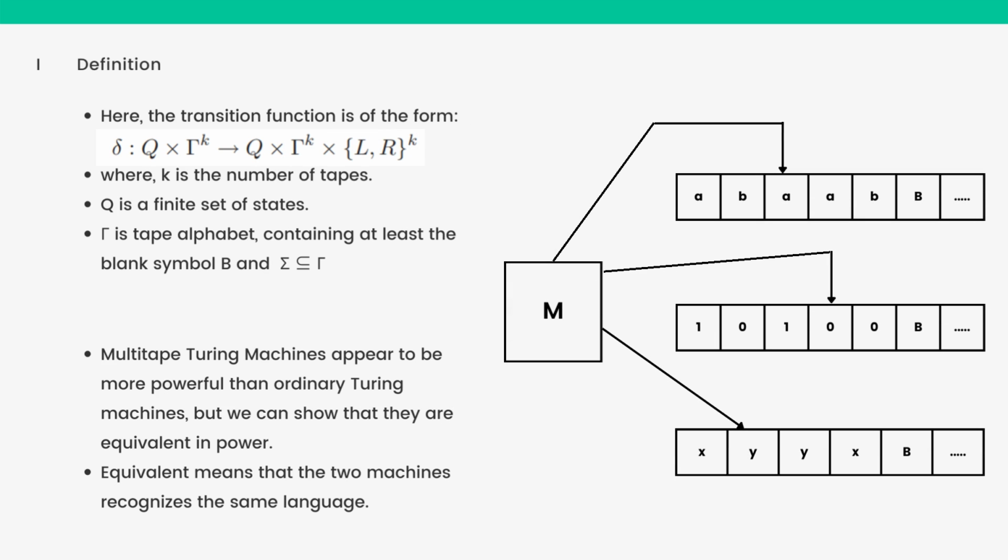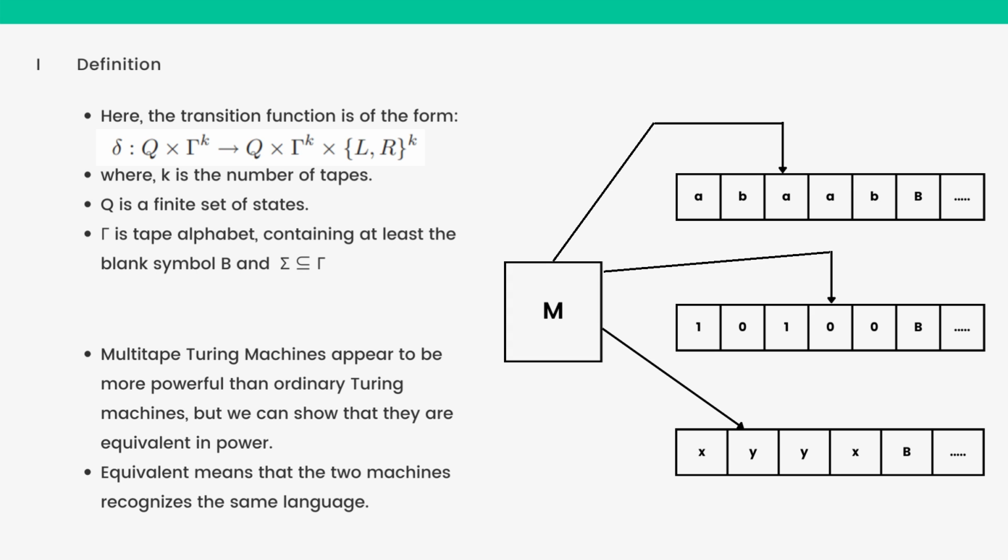Here we can see a multi-tape Turing machine with 3 tapes, so k equals 3. Each tape has its own head. Tape 1 head is pointing at A, tape 2 head is pointing at 0, and tape 3 head is pointing at Y. The transition function here can be written in the following form, where k is the number of tapes, Q is a finite set of states, and the tape alphabet contains at least the blank symbol and also has the input alphabet as a proper subset.